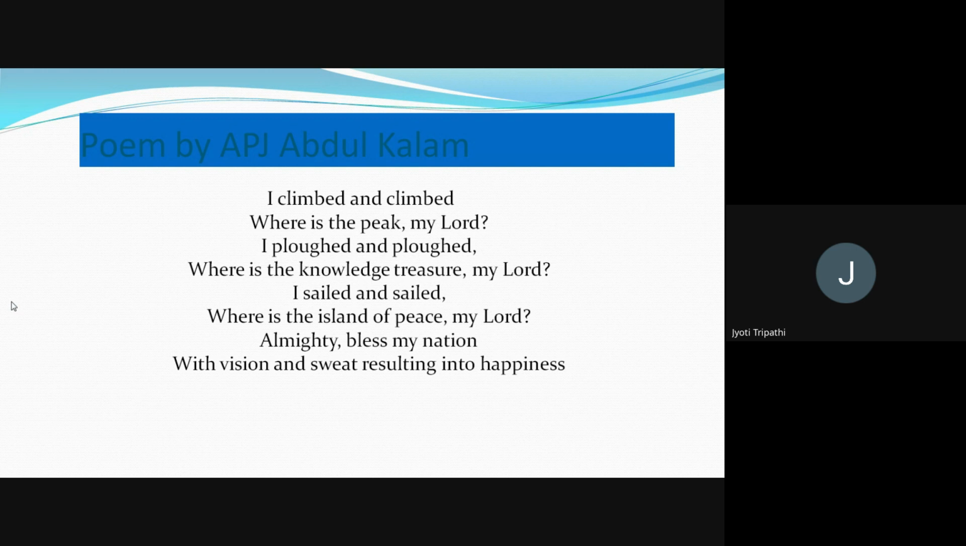APJ Abdul Kalam. And the lines are like: I climbed and climbed, where is the peak, my lord? I flow and flow, where is the knowledge treasure, my lord? I sailed and sailed, where is the island of peace, my lord? Almighty, bless my nation with vision, sweat resulting into happiness.